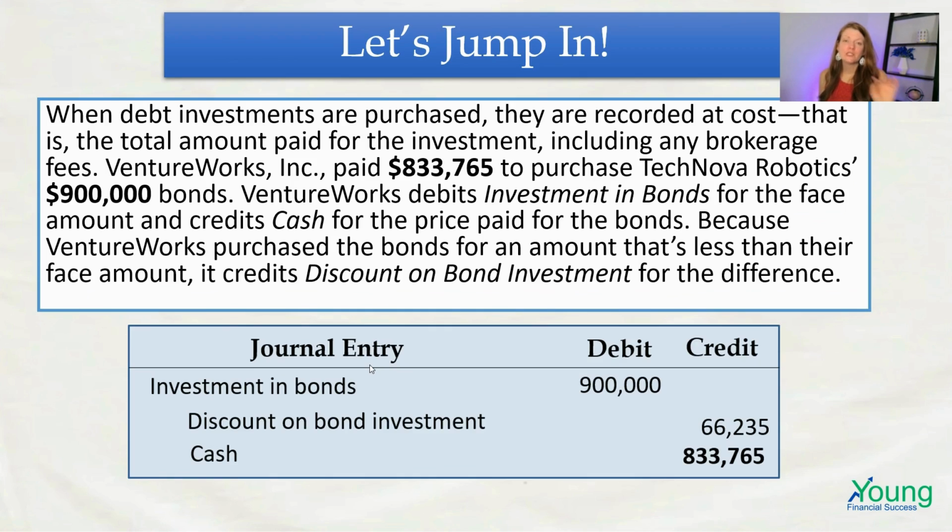So the difference between the two is a contra asset, which is going to be discount on bond investment. So we then record a credit to discount on bond investment, which we will have to amortize over these 10 payments.